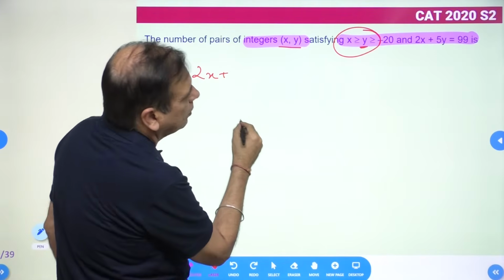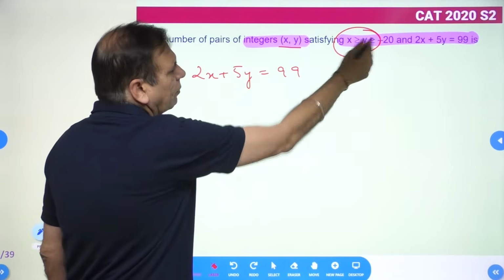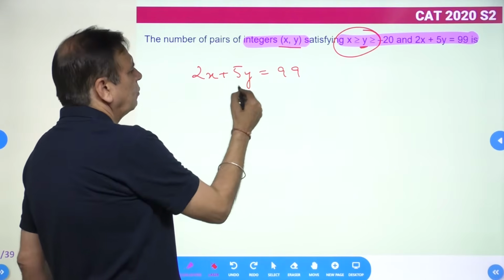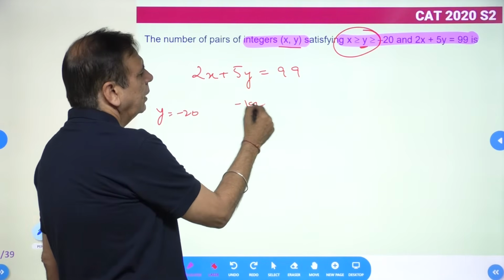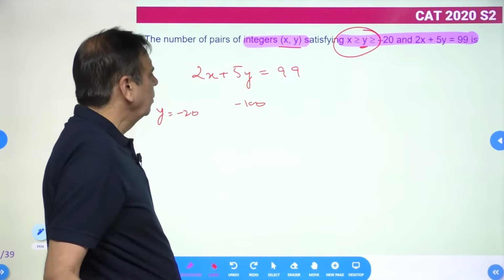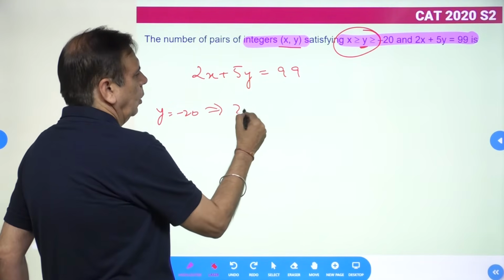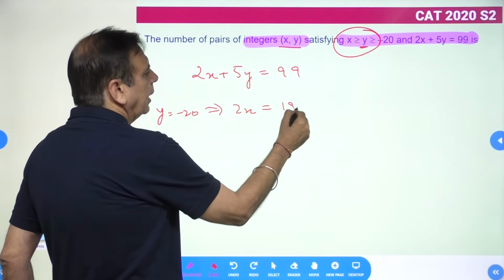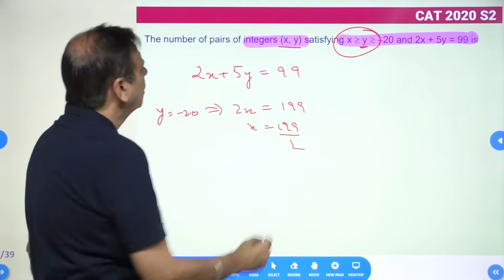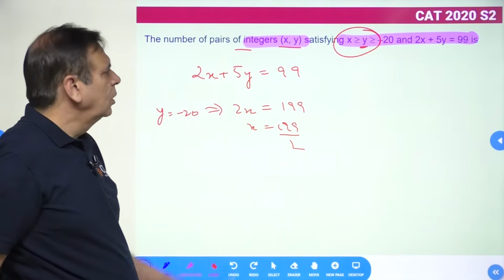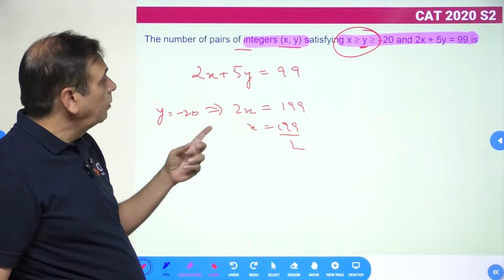2x plus 5y is equal to 99. Supposing I put y as minus 20. If y is equal to minus 20, what do I get? Minus 100 on this side, or this will mean 2x should be equal to 199. X will be 199 by 2, which will be a decimal, but we are talking of integers. So what does that tell you? Y cannot be minus 20.